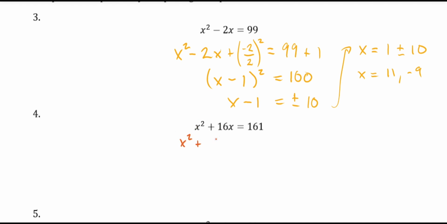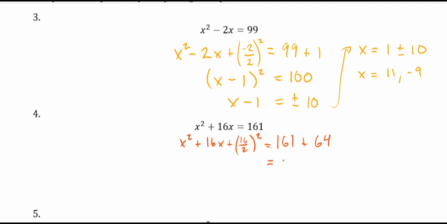I would like to take half of the middle term, which is positive 16, and I would like to square that. And this is the thing I want to add to both sides. Now, you might notice that 16 over 2 is 8, and 8 squared is 64, in which case it makes sense why I'm writing plus 64 on this side. I've done the same thing to both sides.